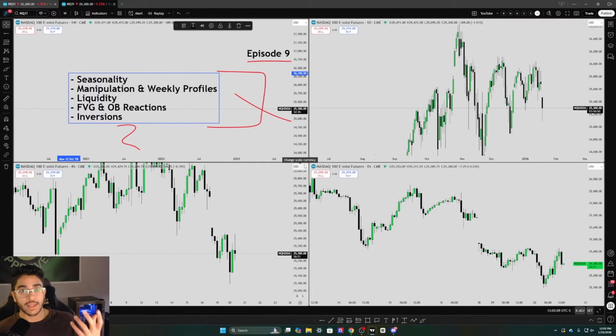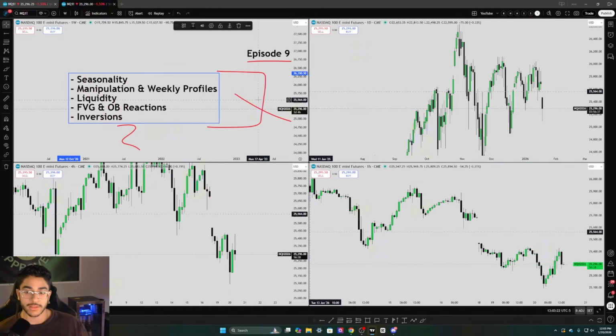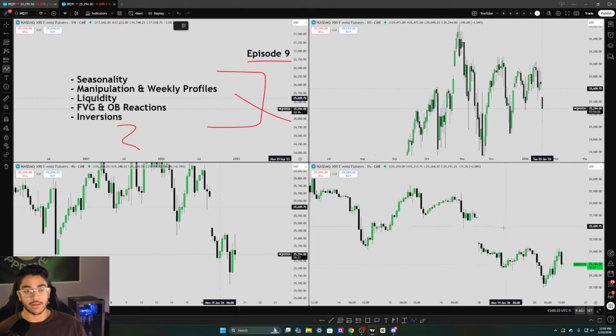So we understand that manipulation is fractal across all time frames. If I'm expecting manipulation on the 15-minute candle, well, I'm going to apply that same logic to the weekly candle. And that brings us to our second point here, manipulation and weekly profiles. So if any of you guys are ICT purists, you've definitely heard of weekly profiles and manipulation in conjunction, right? And what does that really mean? Again, it refers back to that concept of AMD.